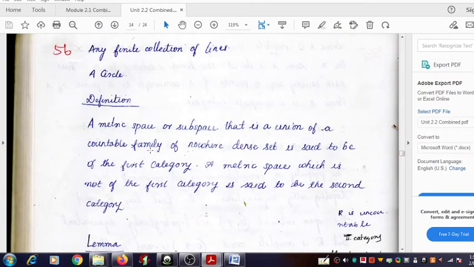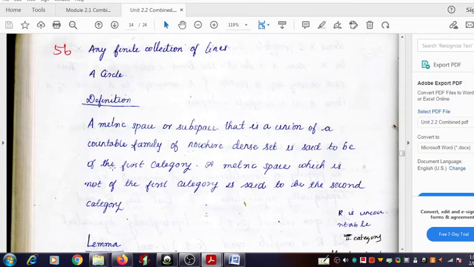Next, we have an idea to define, and that is the first and second category. Here we are going to categorize metric spaces. A metric space X or its subspace A can be expressed as a union of a countable collection of nowhere dense sets.